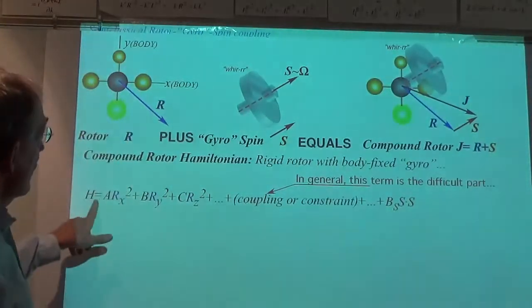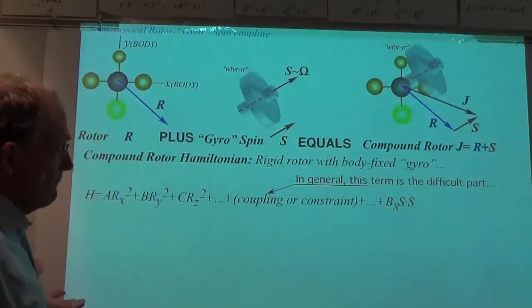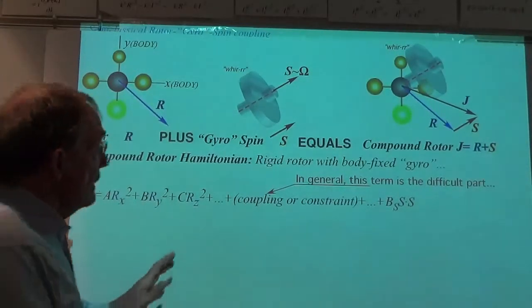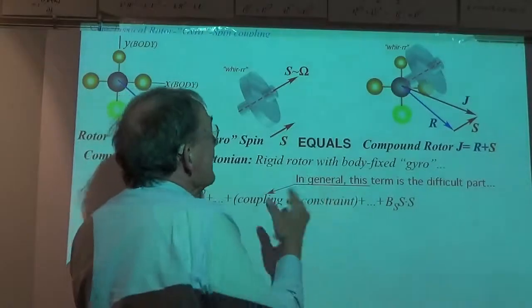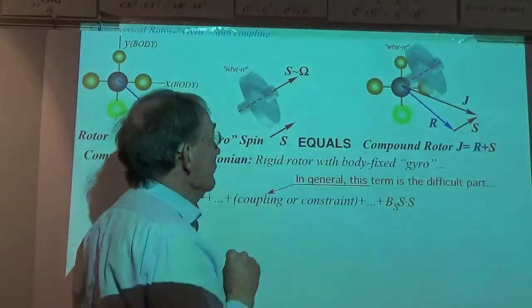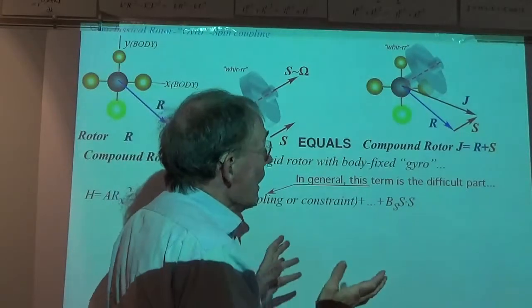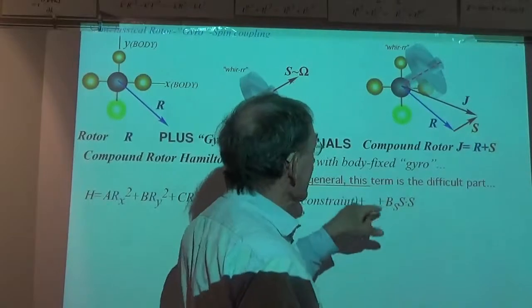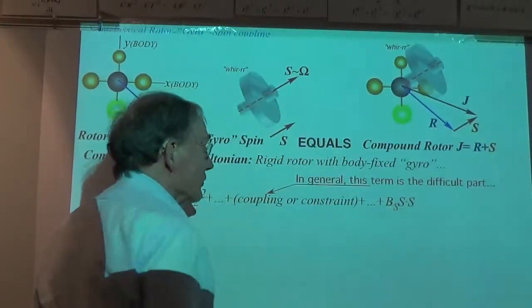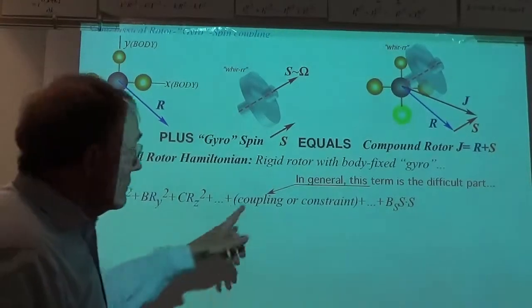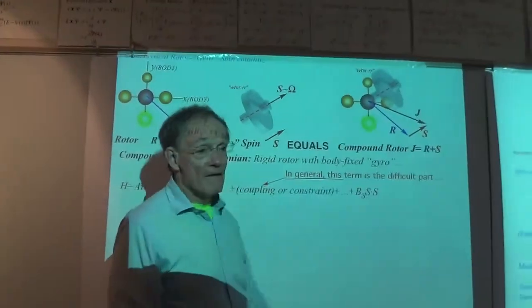Okay, so we're going to start off with, say, an asymmetric top. Let's do that instead of SF6. Okay, and then there'll be some coupling. That's what people always like to do when they write a Hamiltonian. There's going to be some coupling between that, and then there's going to be the energy of the actual gyro. The gyro has spin S, so it'll be some rotation constant times S squared. Okay? And in general, this is the difficult part.